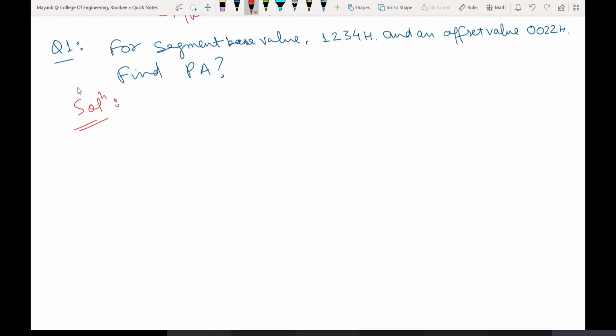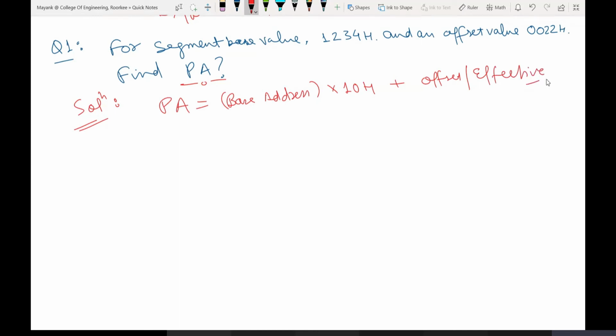Look at the formula. What are we looking for? We are looking for the physical address. What is the formula for physical address? The formula for physical address is base address multiplied by 10H plus offset or effective address. This is the formula for physical address.